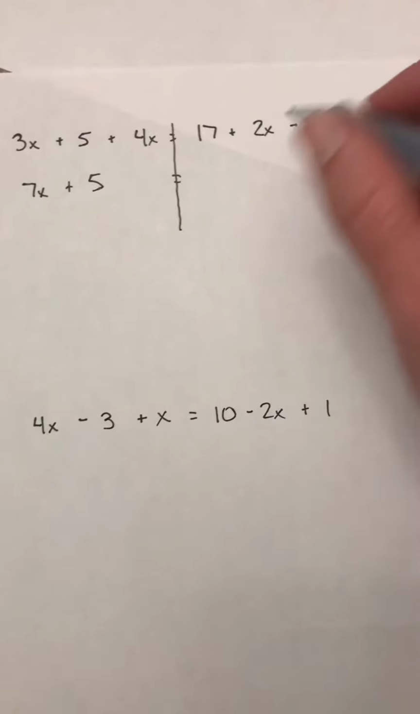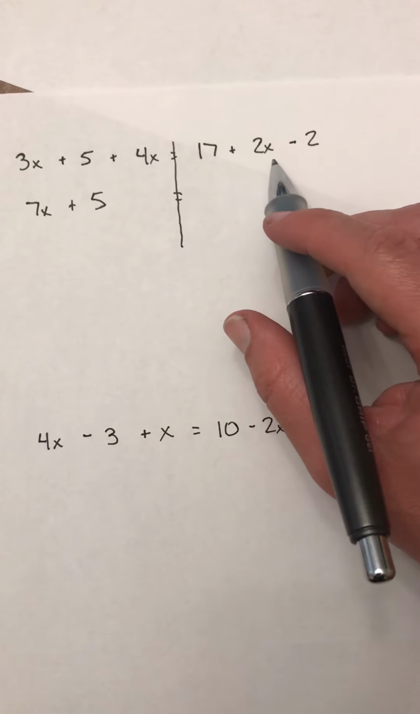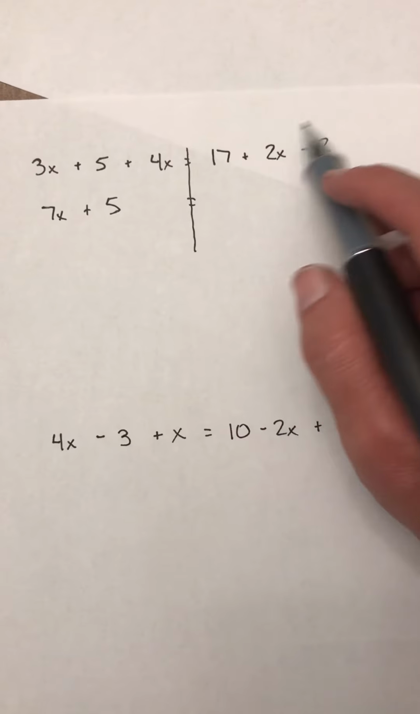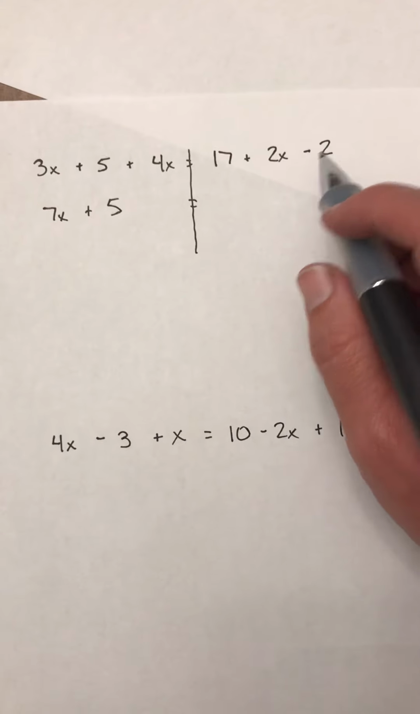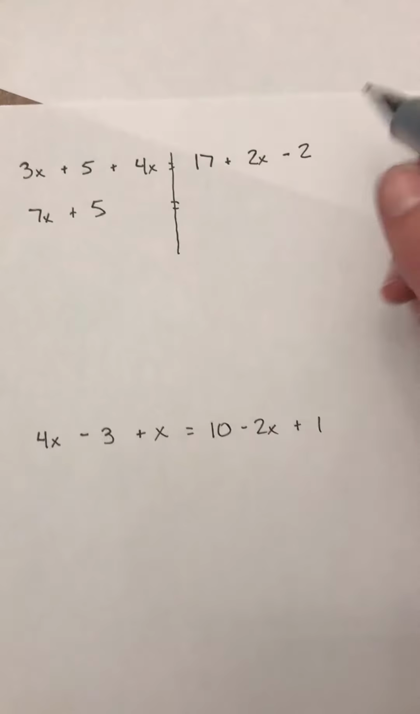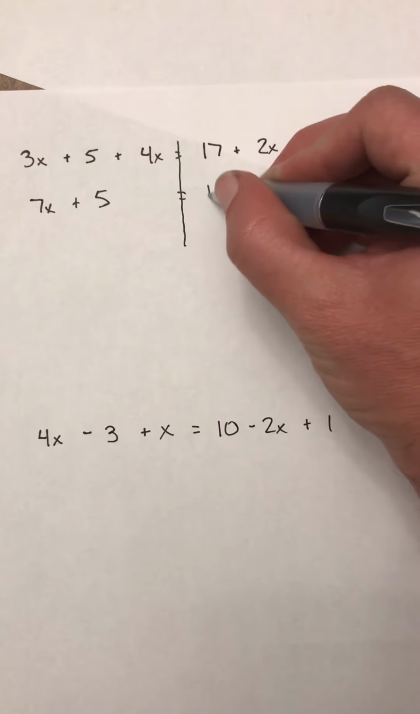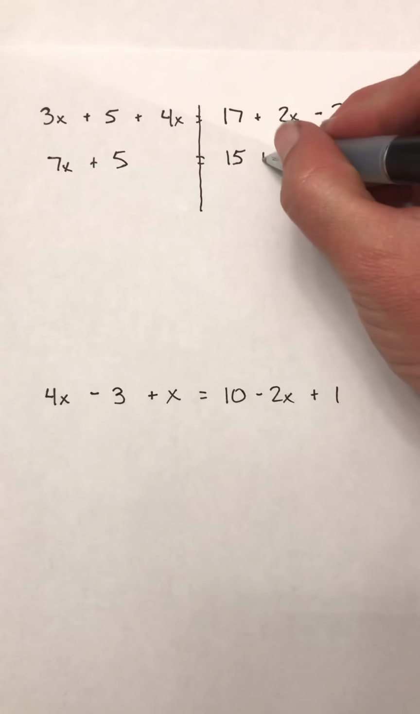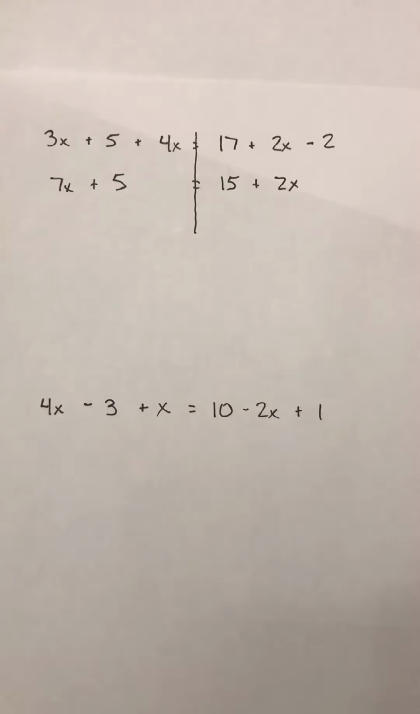Now we look at the other side. We have 17 plus 2x minus 2. Well, we can't combine 2x with anything else on this side because there's no other x's, but we can do 17 minus 2, which would give us 15. So now we have 15 plus 2x.